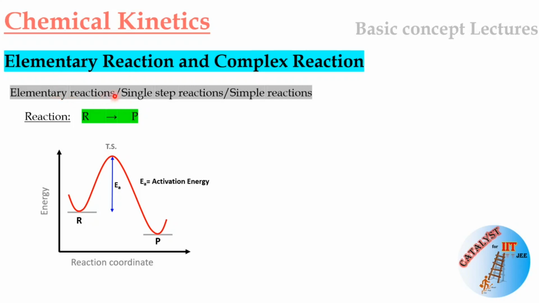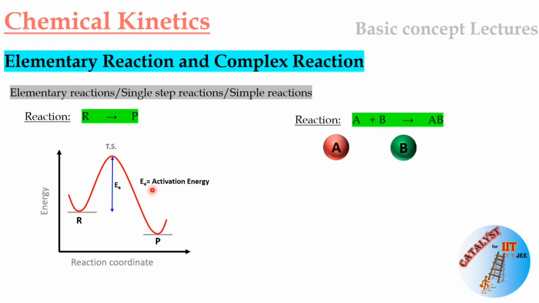So these reactions are also called single step reactions or simple reactions. Now let us consider that R is going to P. This R is my reactant and P is my product. Now this is the same process, same picture as I have shown before, and as you can see, there is only one transition state. So for an elementary reaction, the number of transition states is only one. There is one uphill process and one downhill process.